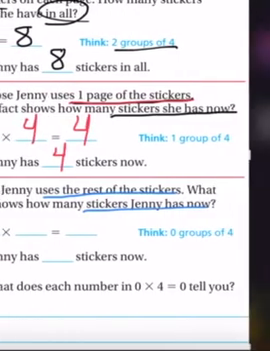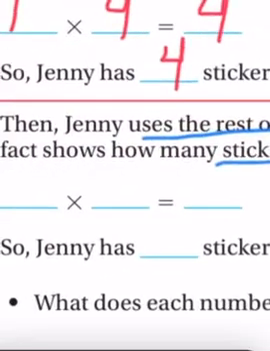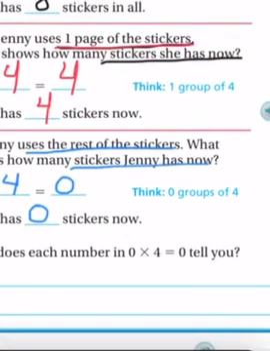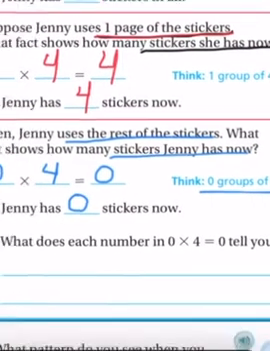She has, sorry about that, there we go. She has 0 pages of 4 stickers. Remember, there were 4 stickers on each page. Now she has none of those pages left, so that means she has 0 stickers. Okay, 0 groups of 4.